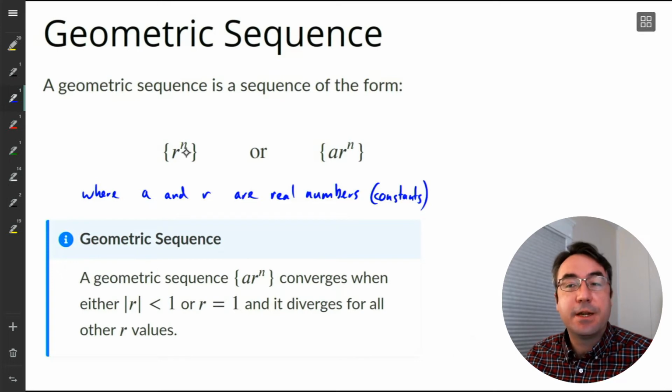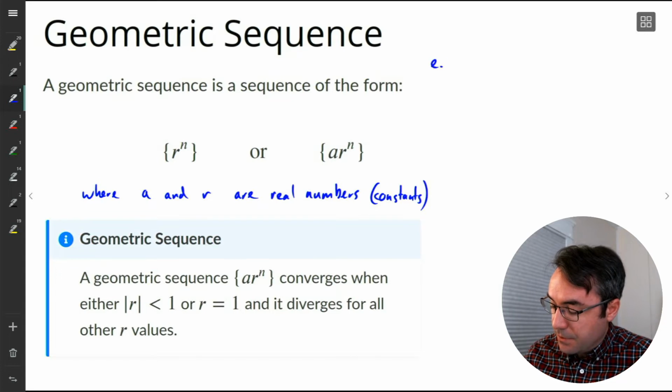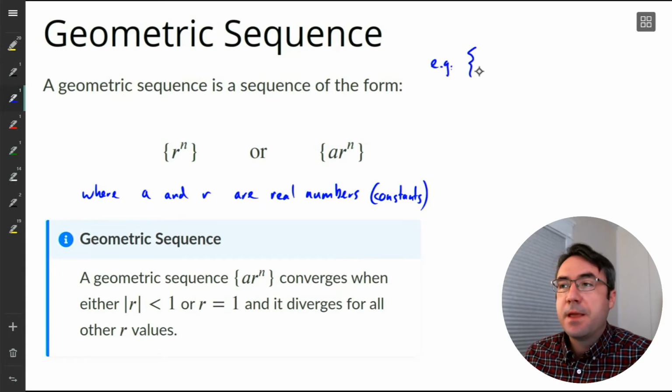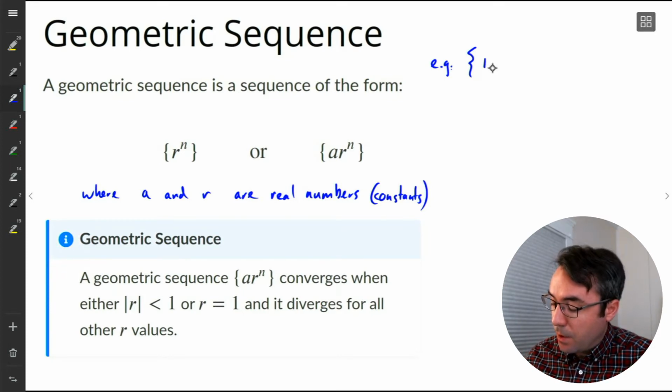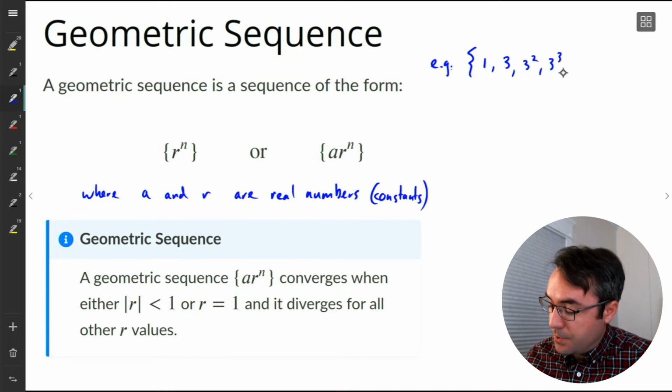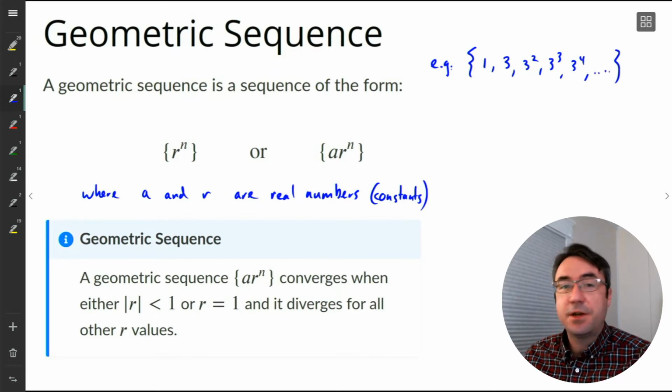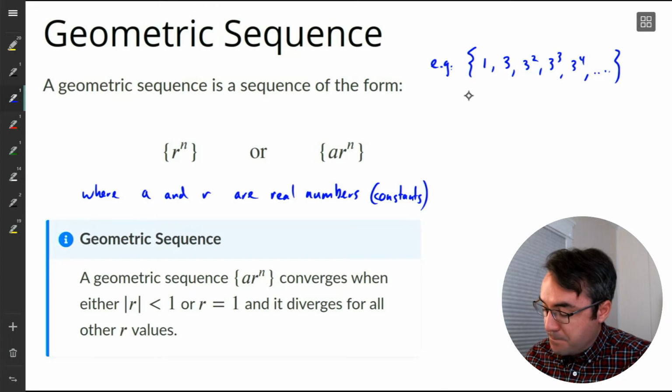And really what's changing here is the exponent. So just a few examples. These are things we've seen before, but let's just write out the first few terms. So something like 1, 3, 3 squared, 3 cubed, 3 to the 4th. That's a geometric sequence. Maybe we start somewhere slightly different. Maybe we start at 3 and do 3 squared, 3 cubed, so on.